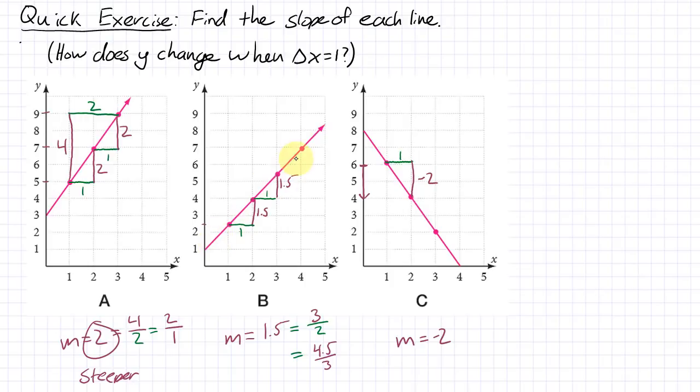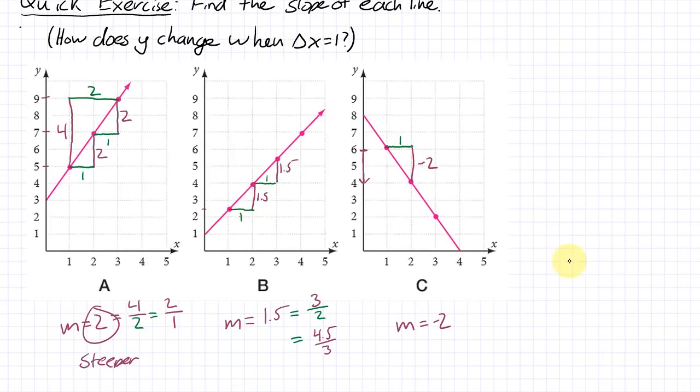Here in the middle, this one is not as steep. So you get a slope that is a little bit smaller because you're going up by a little bit less each time. And you could say that these have the same steepness, it's just that one is going up and one is going down for parts A and C.